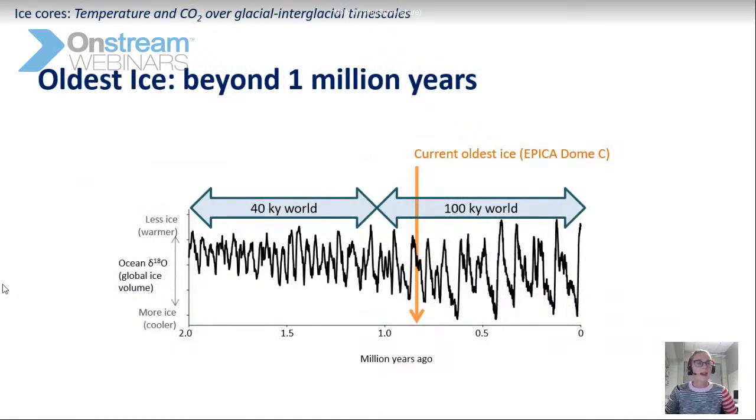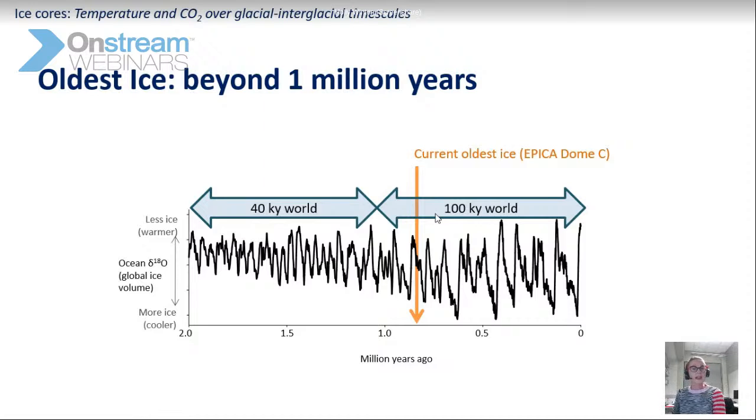Okay, I wanted to talk about the oldest ice. So this is the next big ice core project. We talked about how temperature varies around the world on a cycle of around 100,000 years. We call this the 100K world. However, ocean records show that around 1 million years ago, this changed to a 40K world. But our ice cores don't go that far back. They only go back 800,000 years.